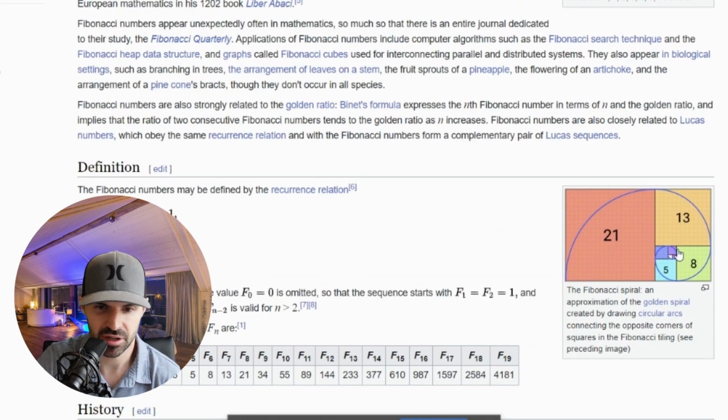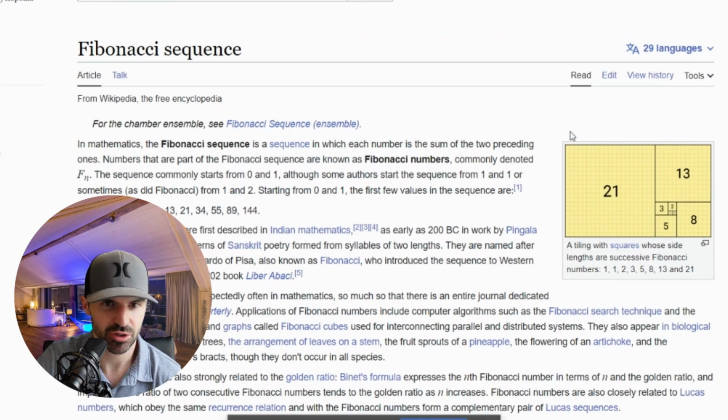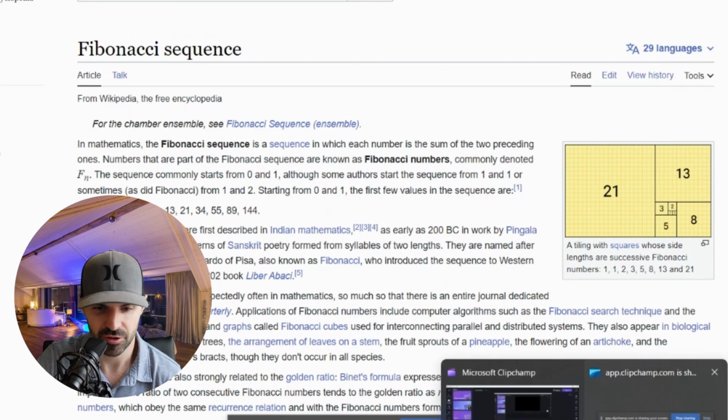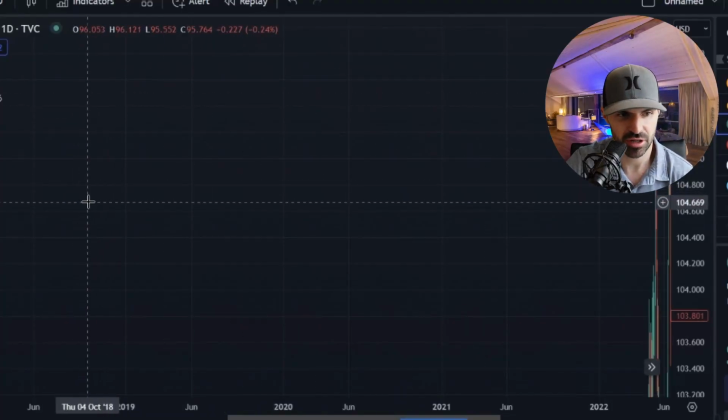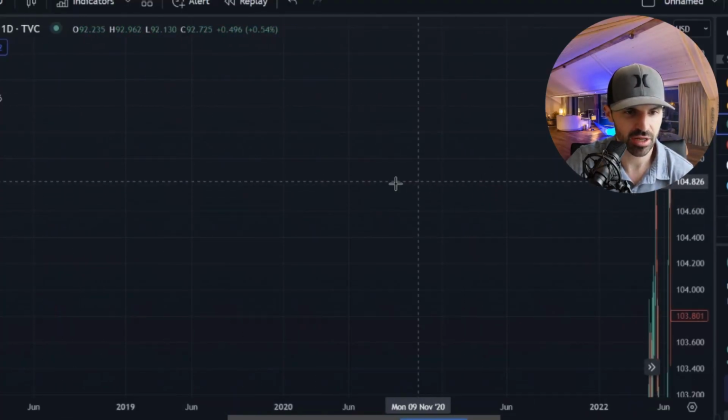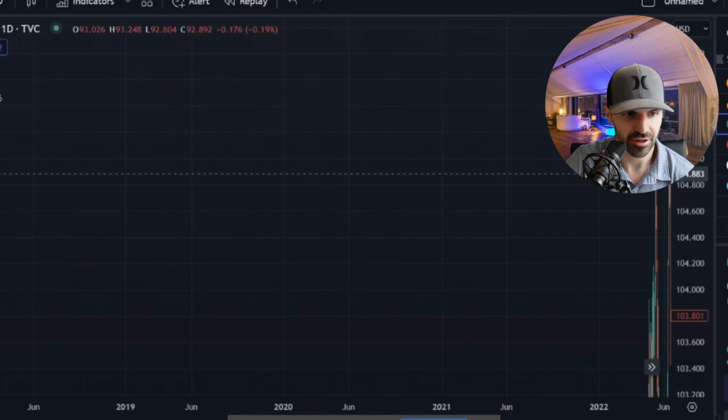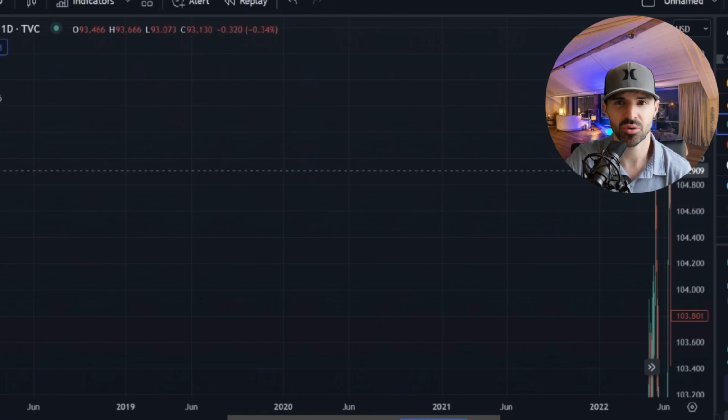You can see here that's how spirals would be drawn, and there's a lot to it. But in our situation, we're traders, so we want to use it for trading. Okay, so we are in TradingView now. And like I said earlier, the Fibonacci tool will only work in a trending market.